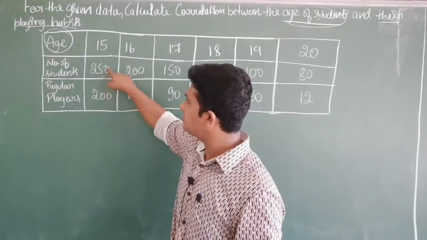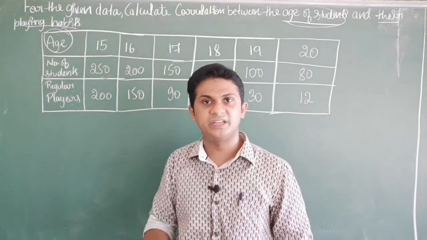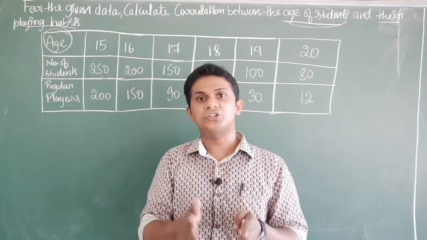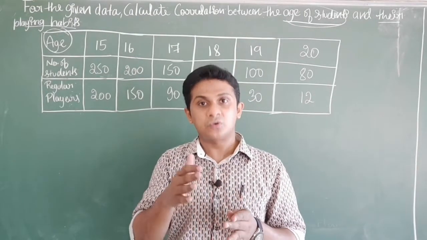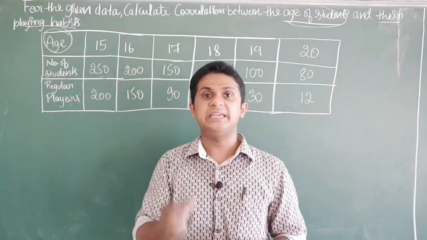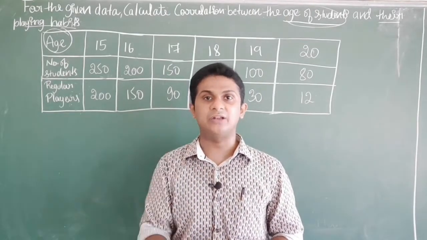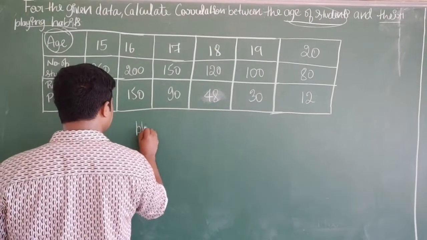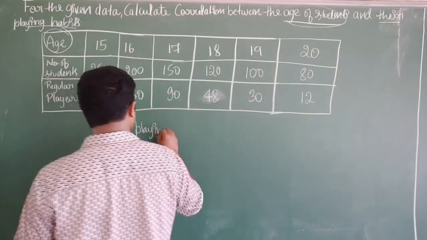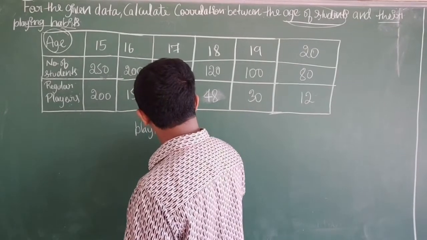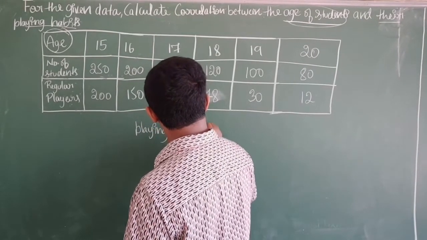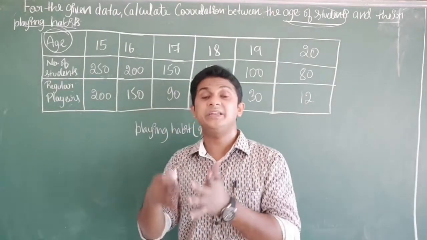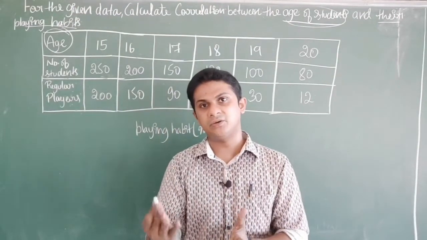So using these two pieces of information, we have to generate a new variable called playing habits, that is, the proportion or percentage of students who have playing habits, which we need to calculate. How to do that? If you are expressing it in terms of percentage, playing habit is equal to how many students play in one particular age group.